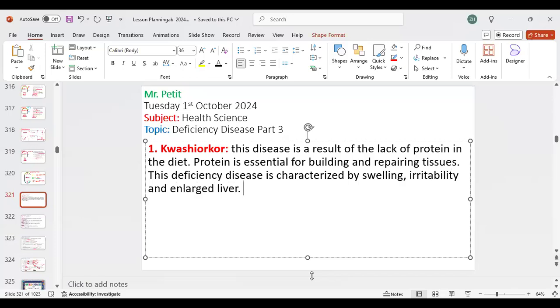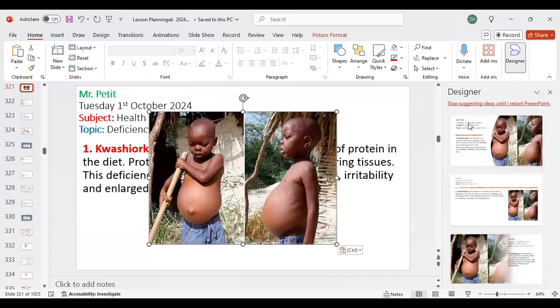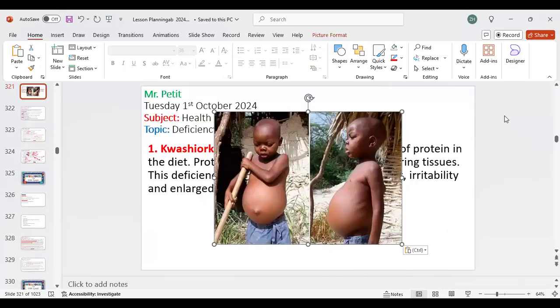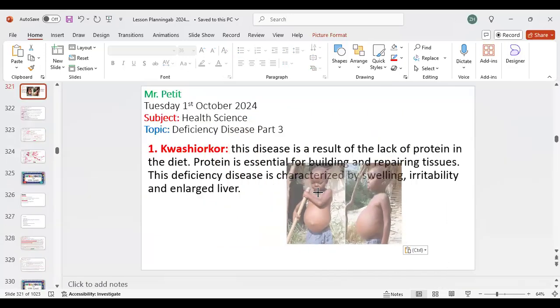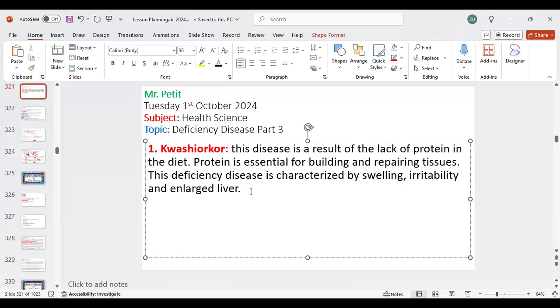So what deficiency disease would you say that this young boy has? Kwashiorkor. Kwashiorkor, right? Not a good sight, right? So sources of protein. Let's talk about where you can get your protein from.